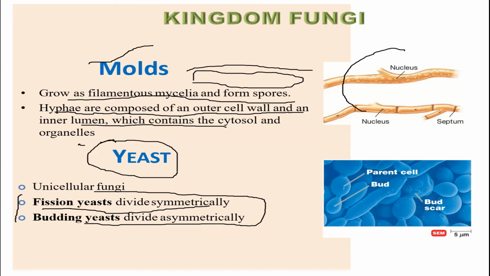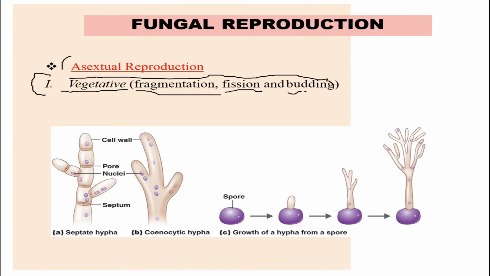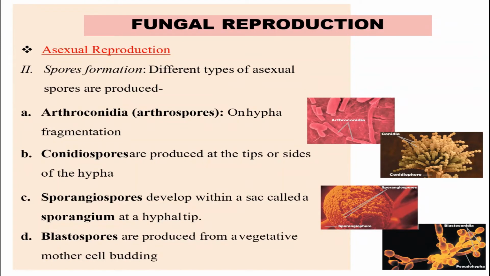Moving on, talking about some of the major fungal reproduction methods, the first type of asexual reproduction would be vegetative. Under vegetative we have fragmentation, fission and budding. These three are the vegetative types of reproduction under asexual reproduction.